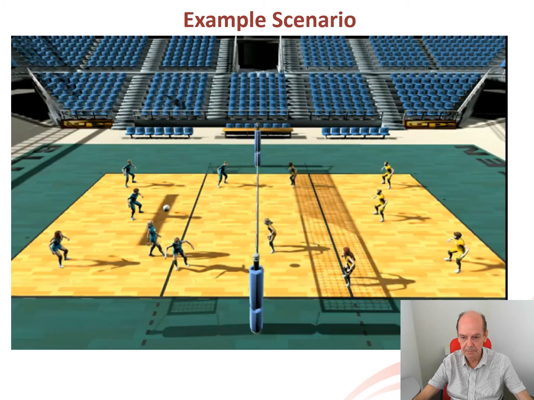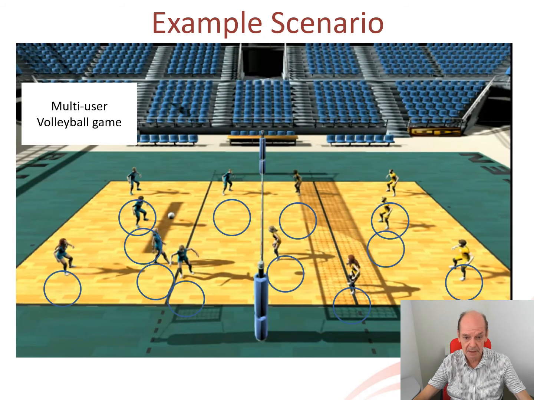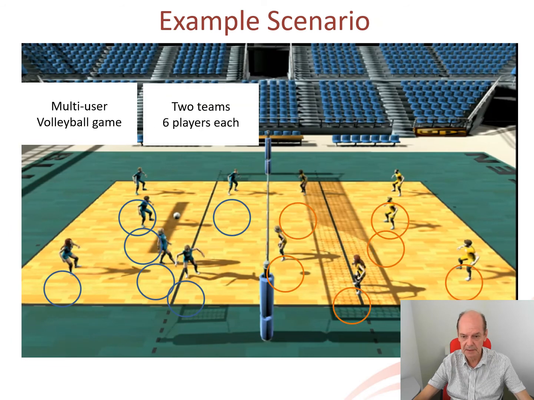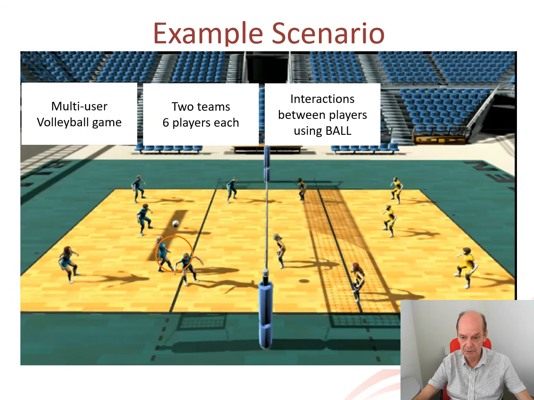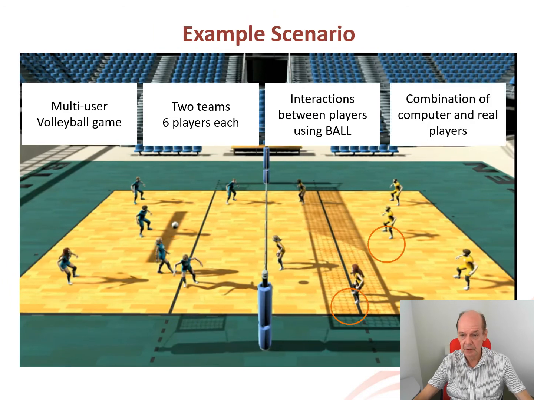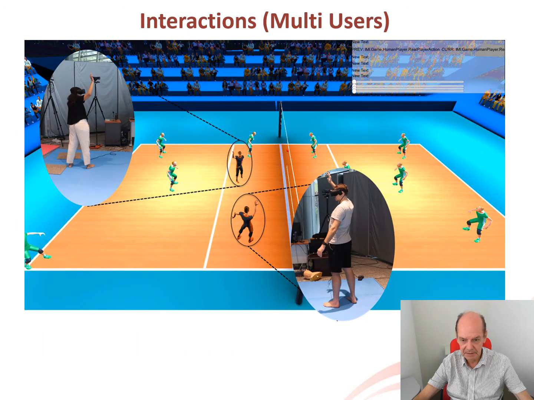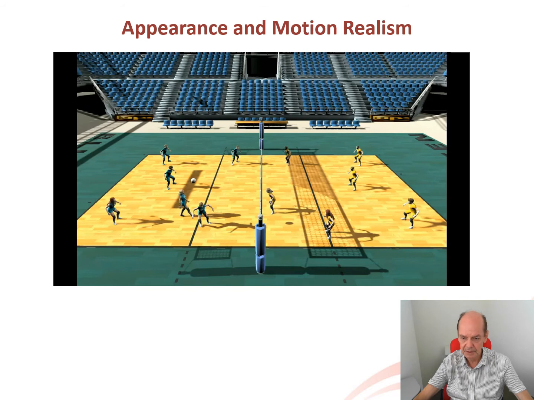Now we can see an example scenario, which means that we have a multi-user volleyball game. We have two teams with 6 players, interaction between the player using the ball, and a combination of computer and real player. Here we can see 2 real players represented by the avatars, and the green players are autonomous or computer players. There is nobody behind. Now we can see an example of the movie.